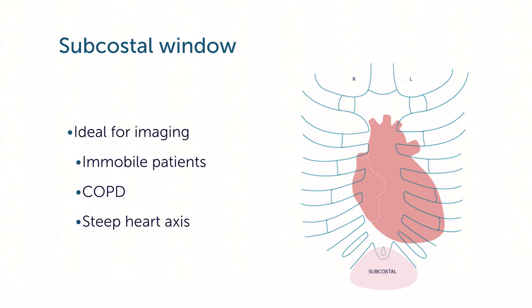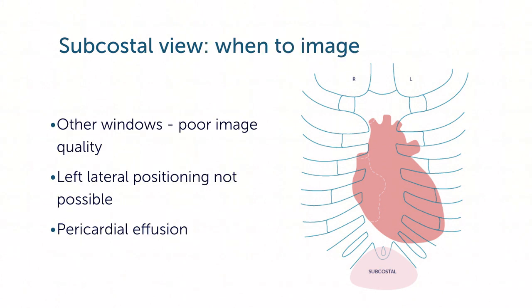So it's actually ideal for patients who are immobile, where you cannot turn them to the left, patients who have COPD, where especially the apical window is obscured by the lung, and in patients with a very steep axis of the heart. In this case, the heart is kind of hidden behind the sternum and you can only see it if you image right from underneath the sternum.